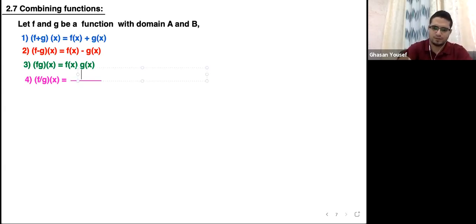Here also, this is equal to f of x over g of x, and this is actually again equal to f of x times 1 over g of x.